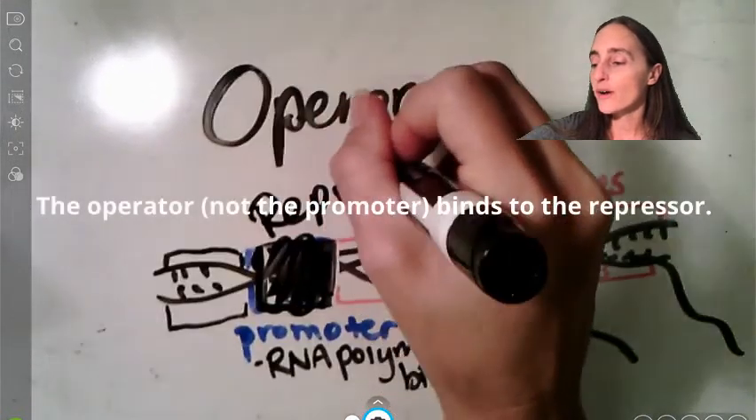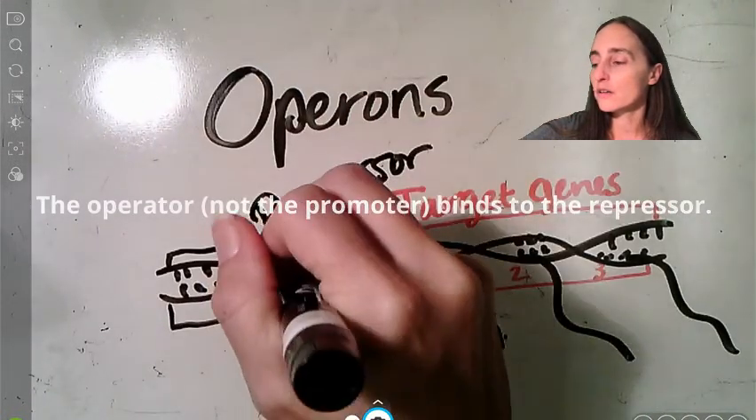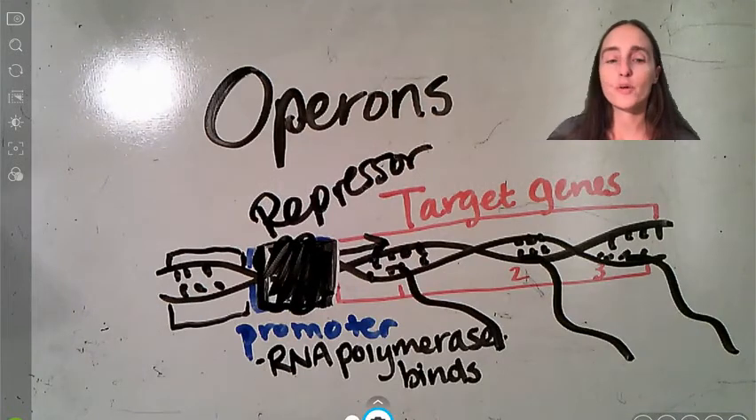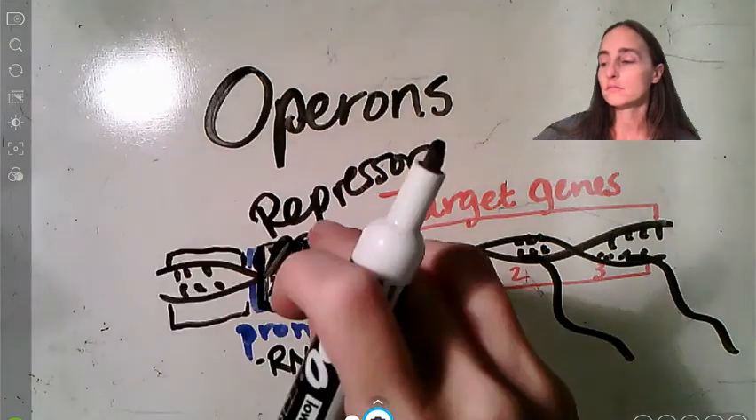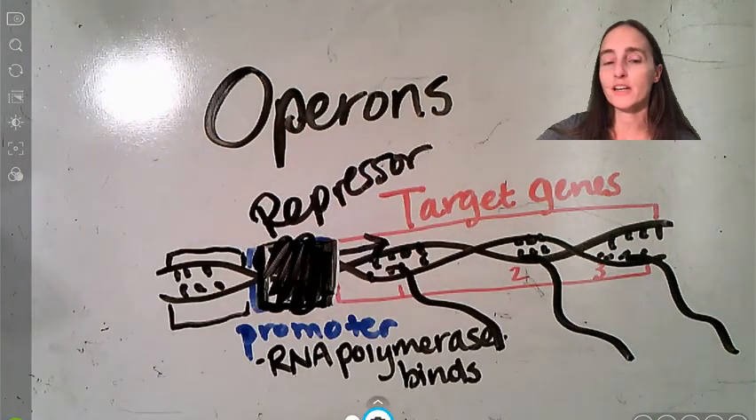Okay, but there is something called a repressor, and a repressor can clamp on here. And so if the repressor is on, then the polymerase cannot bind. So here comes the polymerase, and it's like, oh, where's my gene sequence? I can't find it.